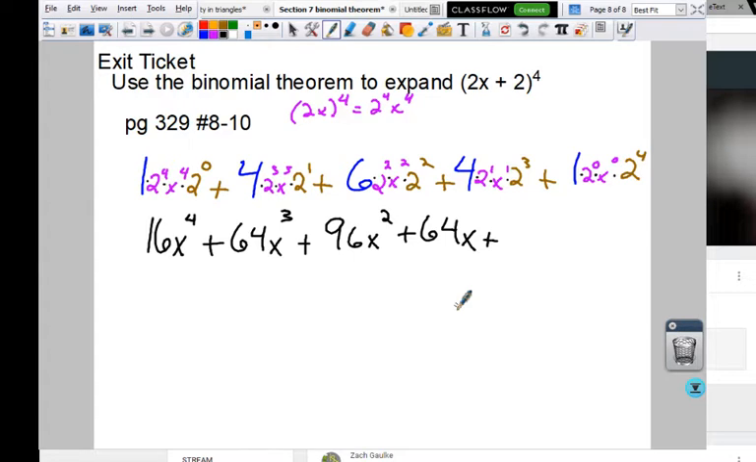Wait a second. Plus 16, because x to the 0 doesn't matter, right? There you go. Oh, it's 1 times. Okay, yeah. I thought it was addition.